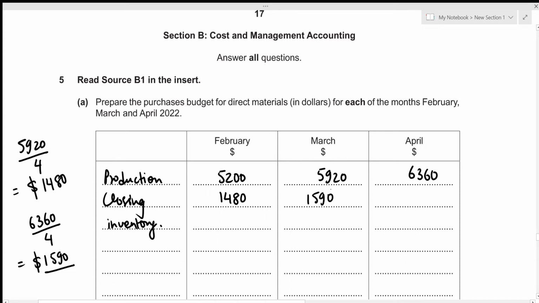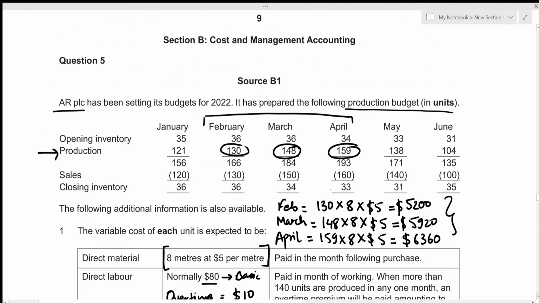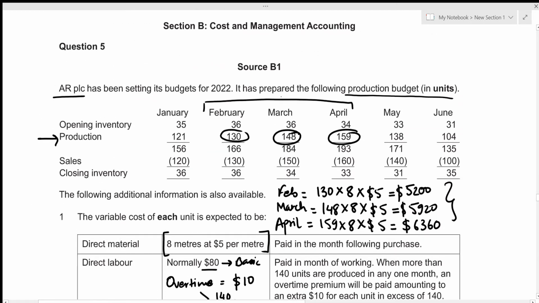Now, in order to figure out the closing inventory for April, we definitely require the production for the month of May. Let's figure that out. We can see that the production level for May is 138 units, which is given right here. So that's going to be 138 times 8, because each unit requires 8 meters of direct material, and we multiply it by $5, the rate per meter. This gives the total direct material required for production in May to be 5,520.